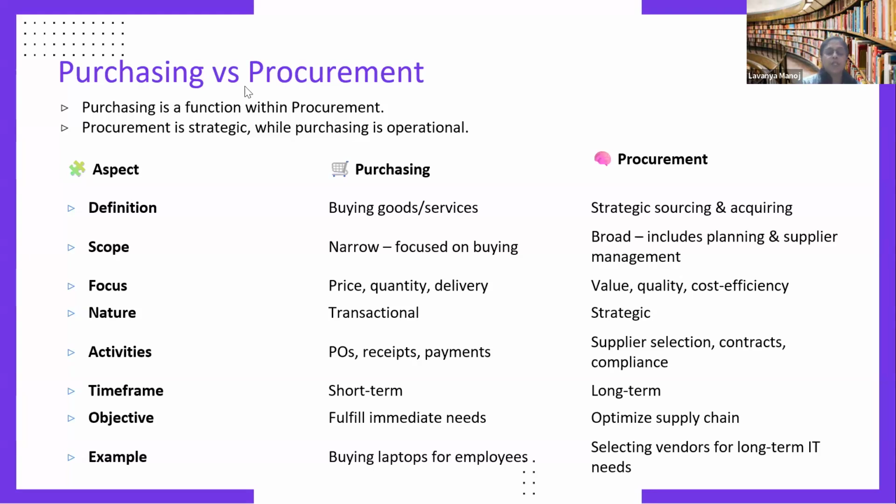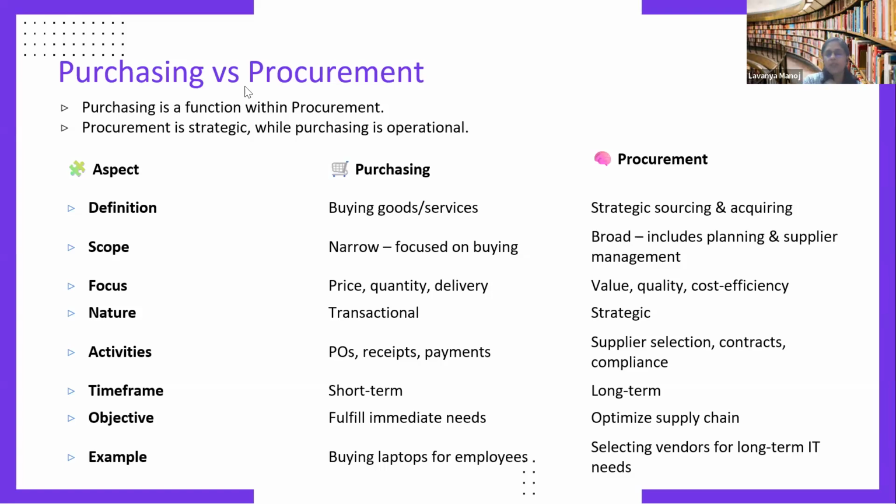The scope of purchasing is very narrow because it only focuses on buying. The only focus is to make the consumers buy the product, buy the services. So that's very narrow. Whereas procurement is broad because it includes planning and supply management. Then the third one is focus. The focus criterion is price, quantity, and delivery.